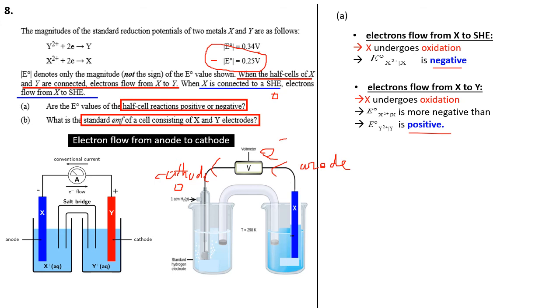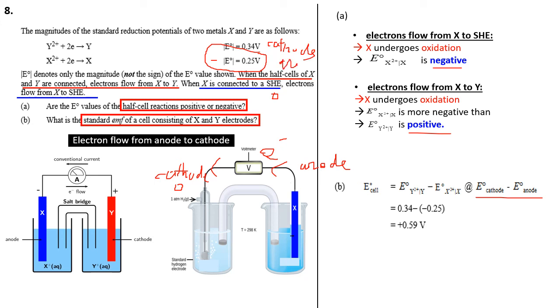Now we go for the second one. What is the standard electromotive force? Actually it is the same meaning as the E node cell of a cell consisting of X and Y electrodes. So again, apply the formula: E node cathode minus E node anode. Since the cathode is the more positive one, Y is the cathode and X is the anode. So you just substitute and you get the answer, positive 0.59 volt.